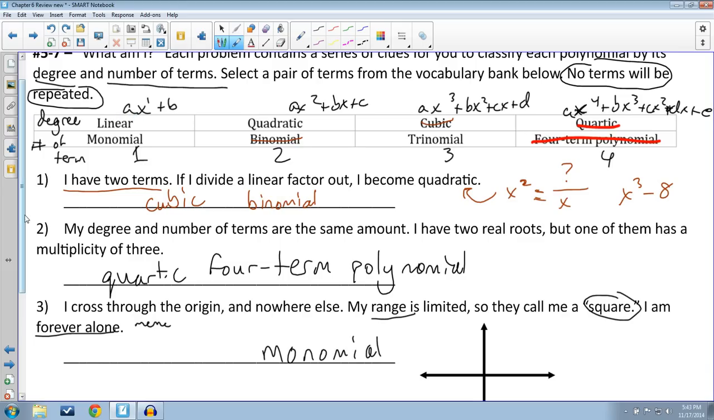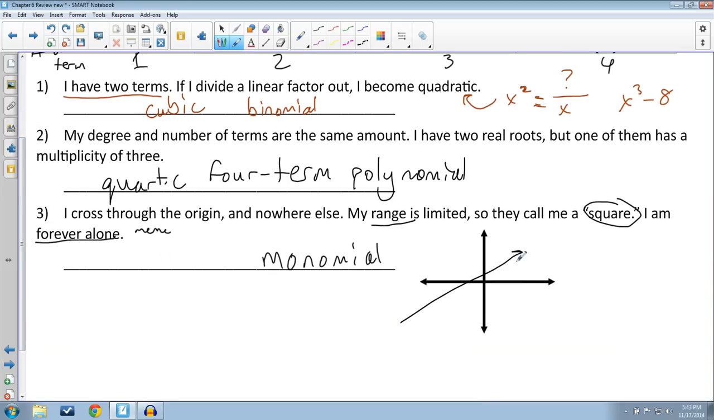Linear's range is all real numbers. Linear's range, like a cubic, like a quintic, if they call it that. Anything with an odd degree, they are all real numbers. This thing goes from negative infinity to positive infinity.